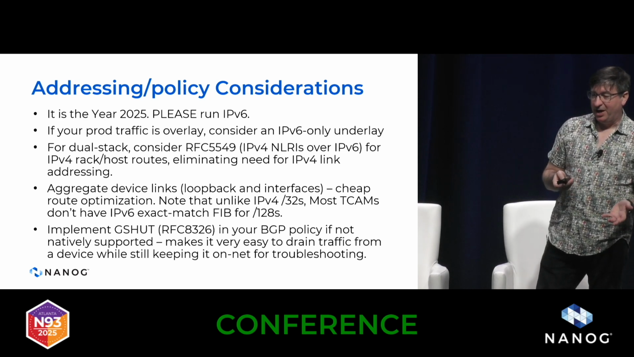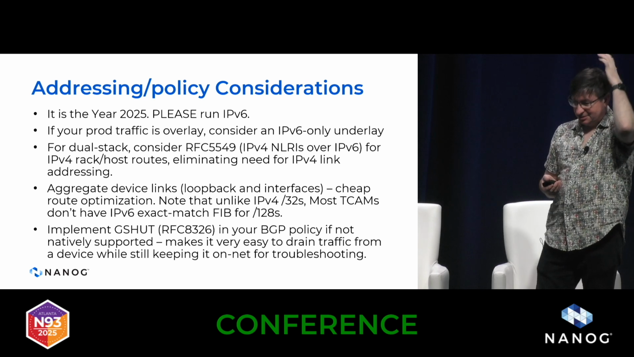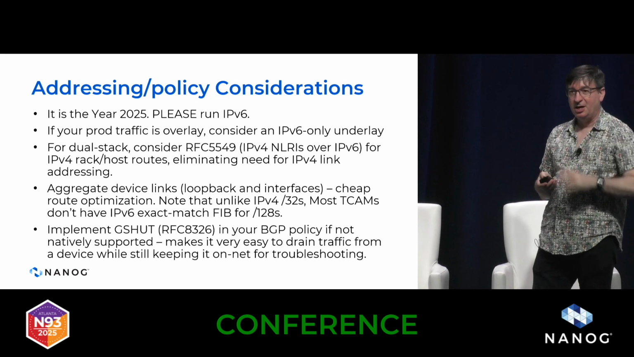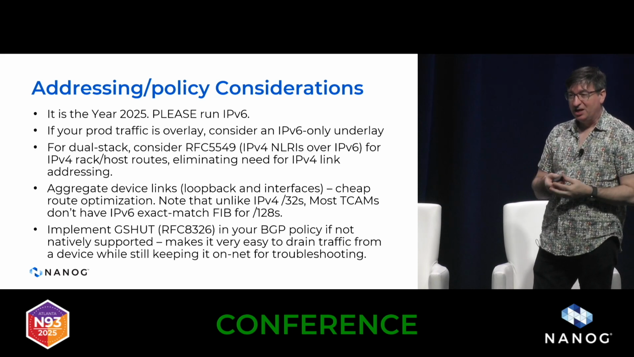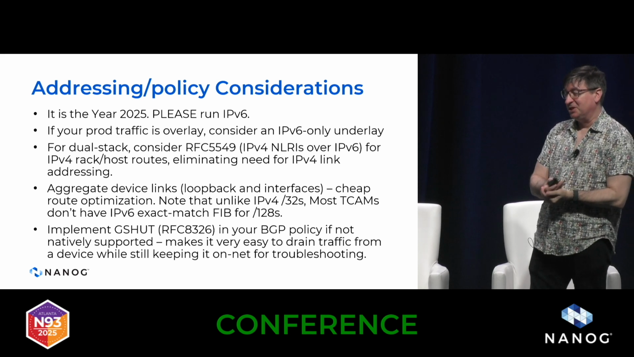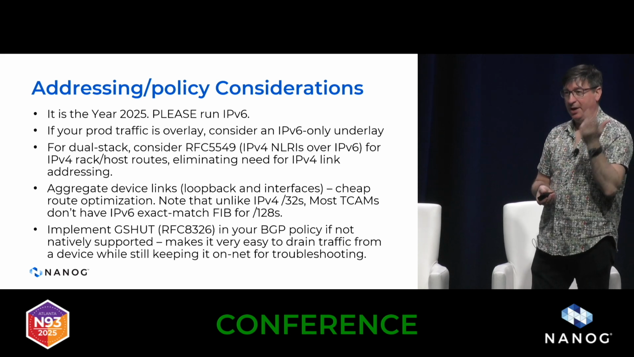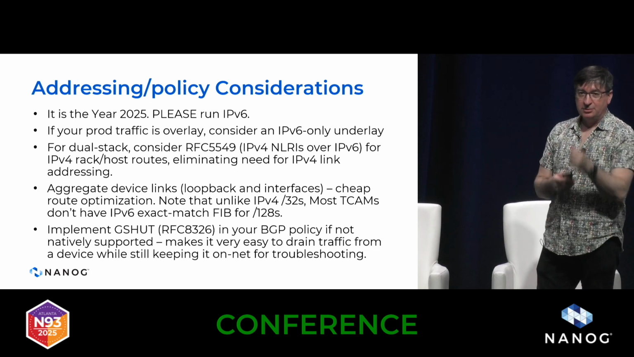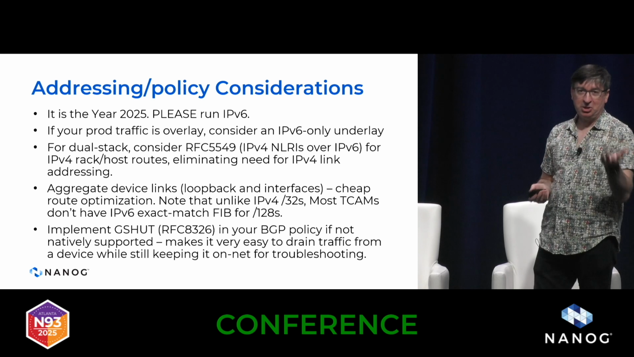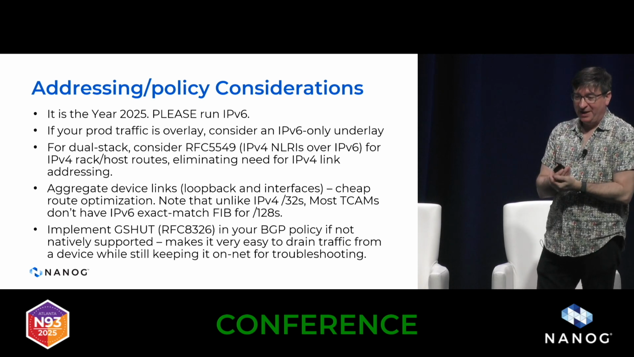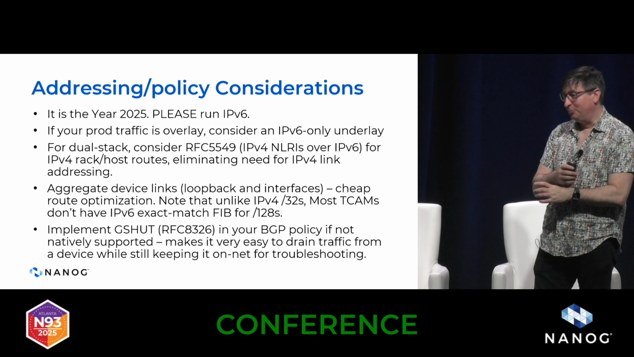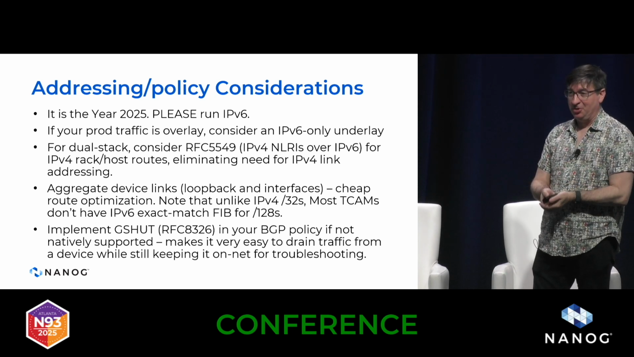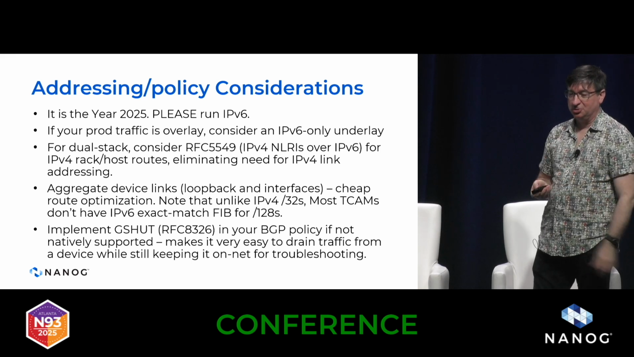GSHUT's another thing to think about. If your devices don't support it natively, some vendors do support this natively, it can be implemented in policy. And what this effectively does is you match a community, and when you see that community, you set the local pref on that route to 0. So this is really helpful. It's very similar to OSPF overload. It gives you a simple way of pushing traffic away from a device that is experiencing a failure, but it's still online, so you can do troubleshooting.